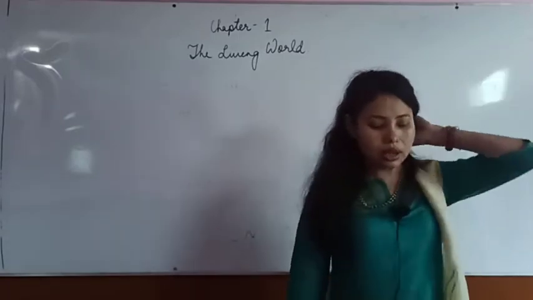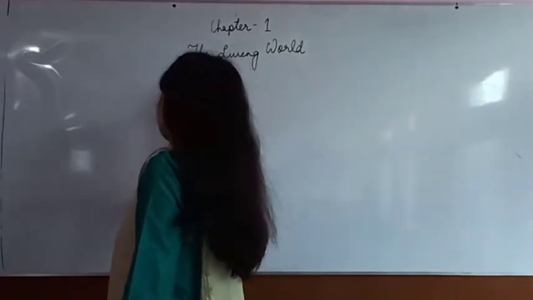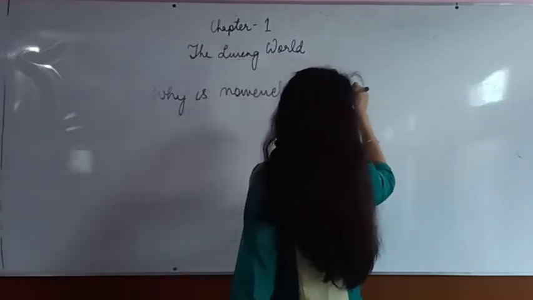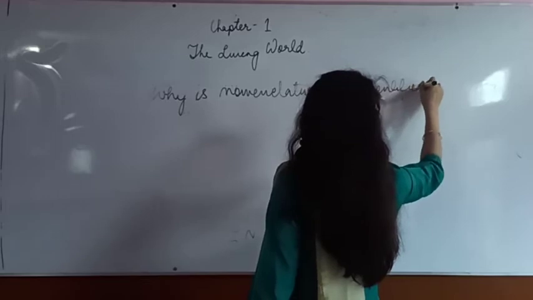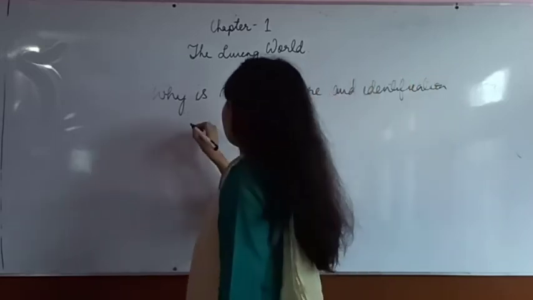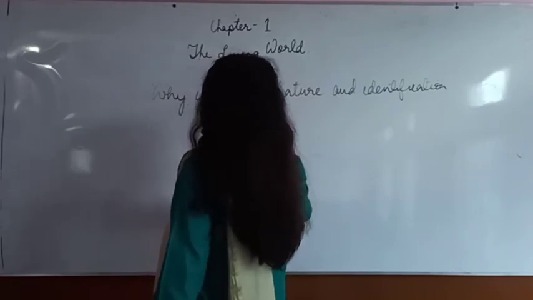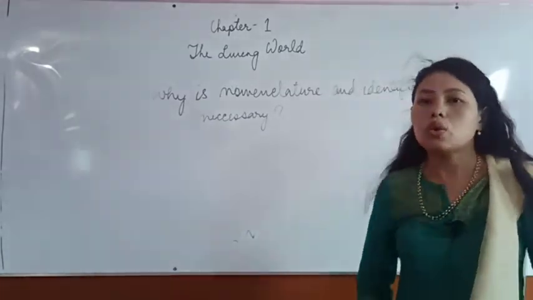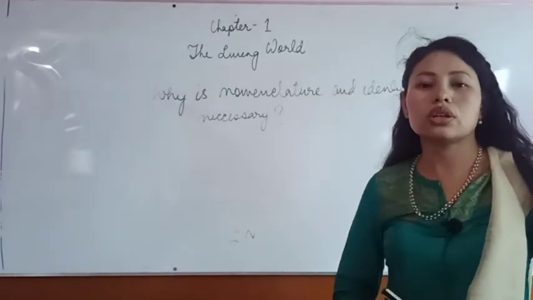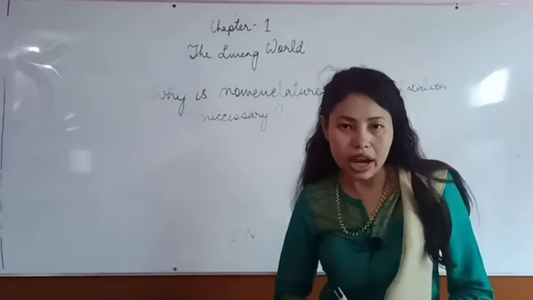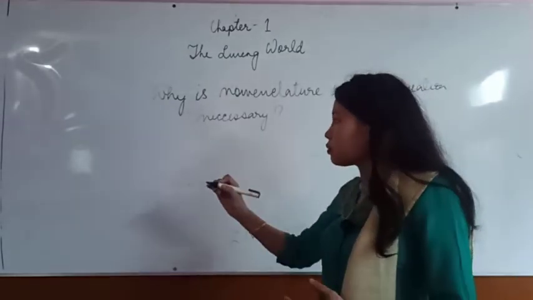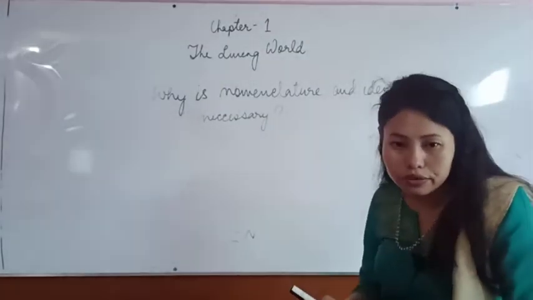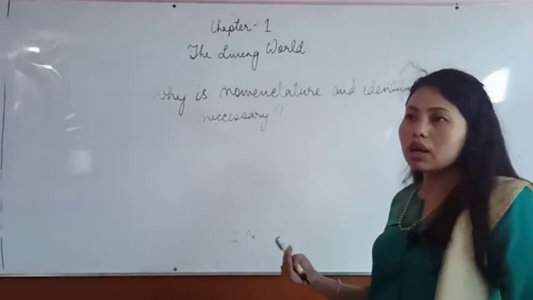Why is nomenclature and identification necessary? When we say that nomenclature and identification are necessary, it is so that all the organisms that are known to humans can be known, and we will have a clear idea about them. Then why do we need to identify them correctly? We need to identify them correctly so that there will be no confusion, and so that it will have the same name throughout the whole world.